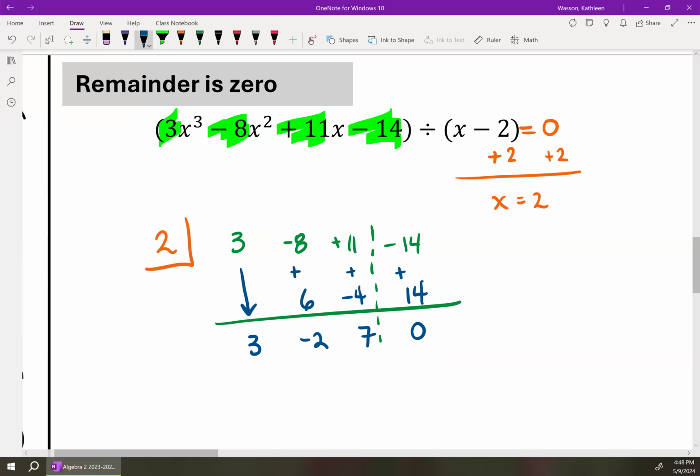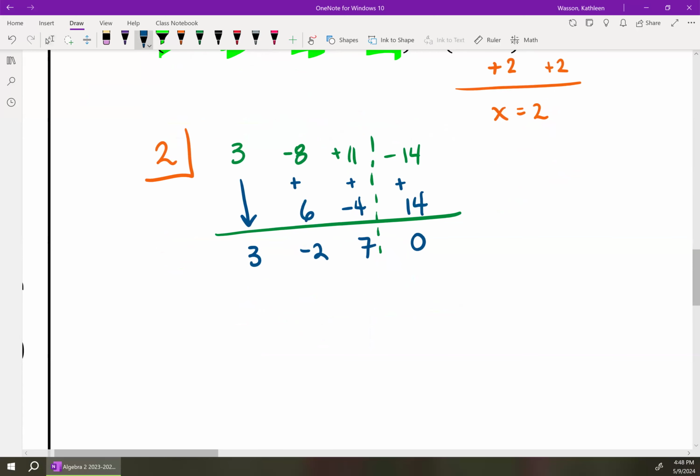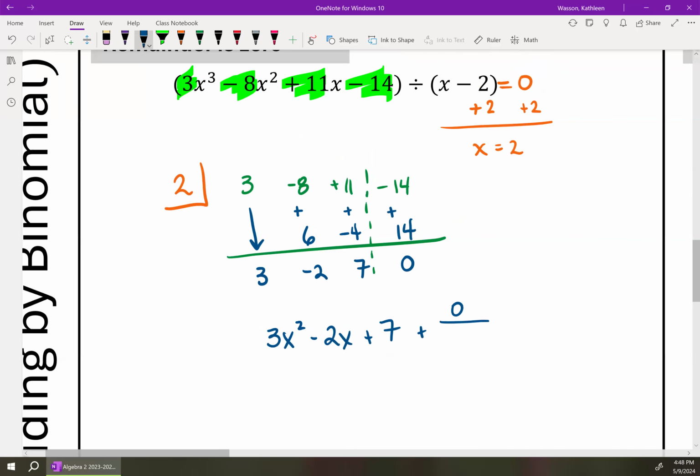I need to put my x's back in. I'll have one fewer because I divided by an x. So now I only have x squared. So I can write this polynomial. When I put the variables back in, it'll be 3x squared minus 2x plus 7. And I don't need to write my remainder because it's 0, but you can write plus 0 over what we divided by, which is x minus 2. That's your answer.